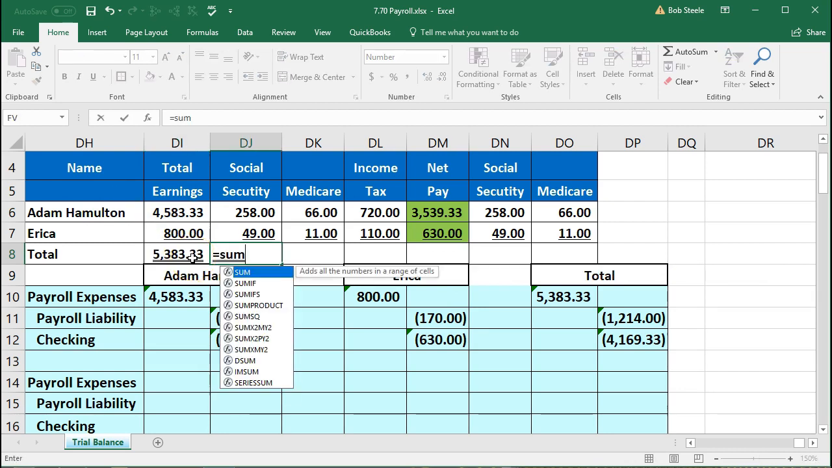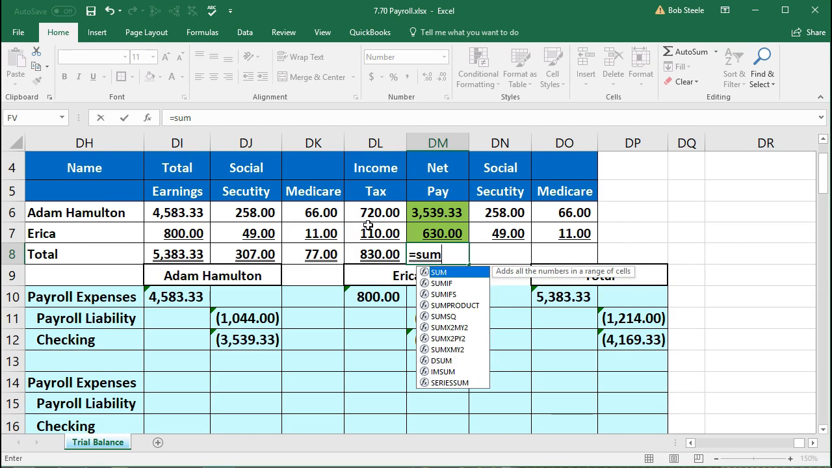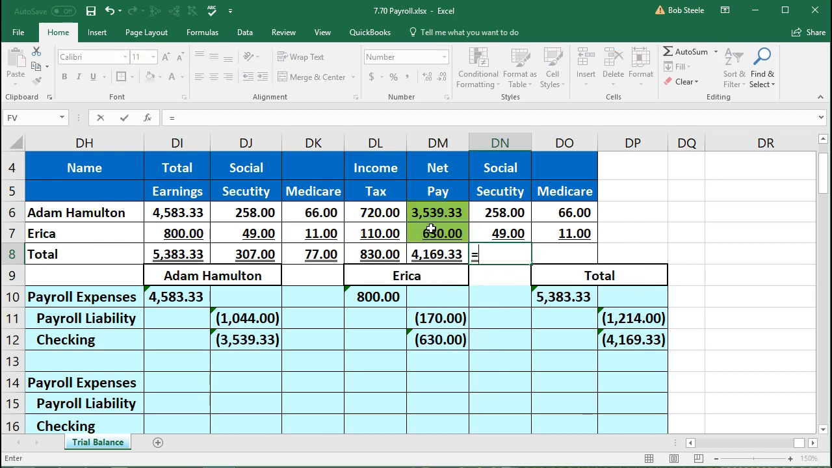Then equals the sum of what was earned by, or what was taken from, Adam and Erica for Social Security, equals the sum of what was taken from Adam and Erica for Medicare, equals the sum of what was taken from Adam and Erica for income tax, equals the sum of the net check that our checking account's going to go down by, equals the sum of our portion of Social Security and Medicare for Adam and Erica, equals the sum of our portion of Medicare for Adam and Erica.